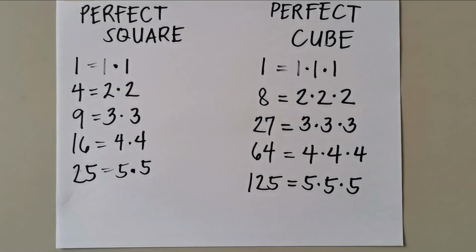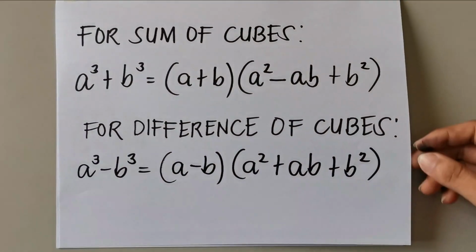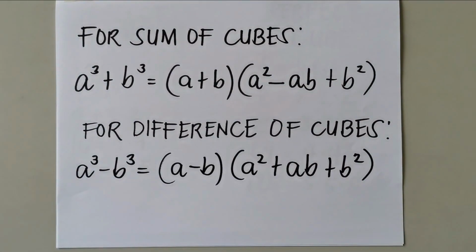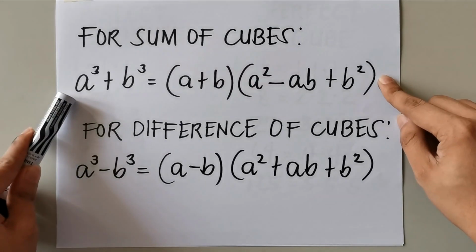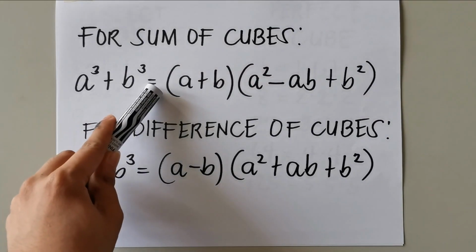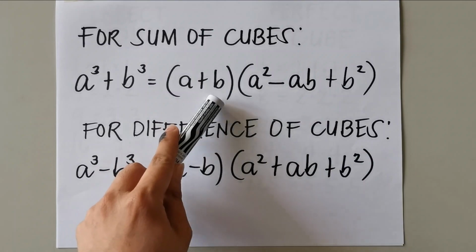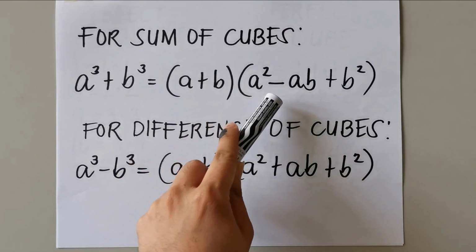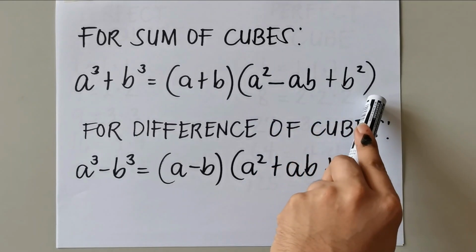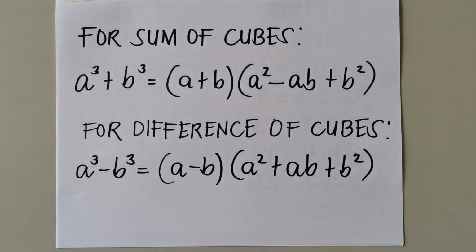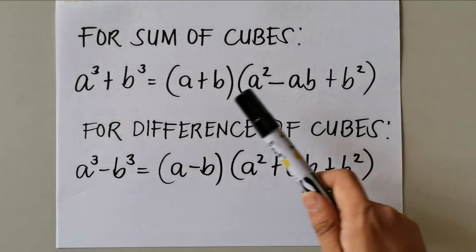Now let's talk about sum or difference of cubes. Here, you will need to memorize the following patterns. For sum of cubes, you will have to take note of a cube plus b cube equals quantity a plus b times quantity a squared minus ab plus b squared. So take note of the arrangement of the operations.